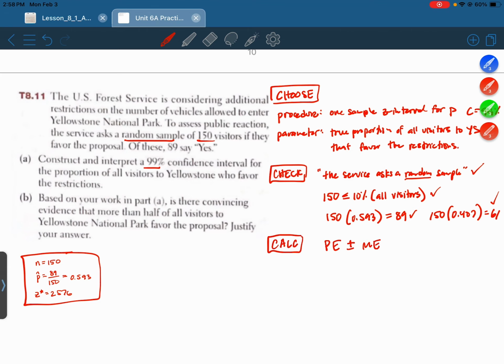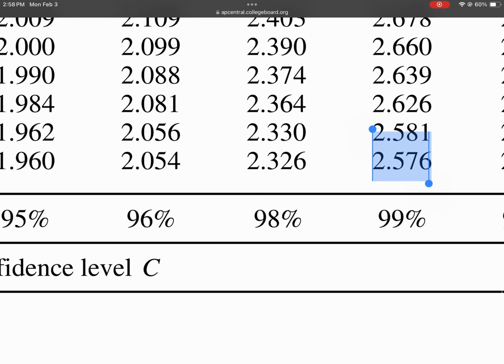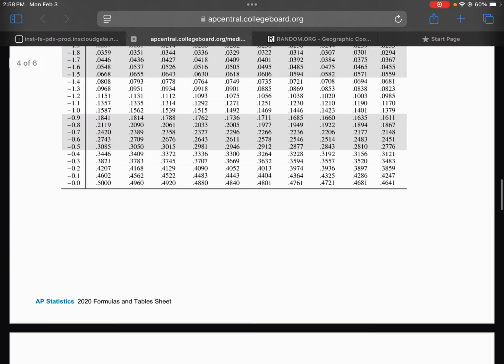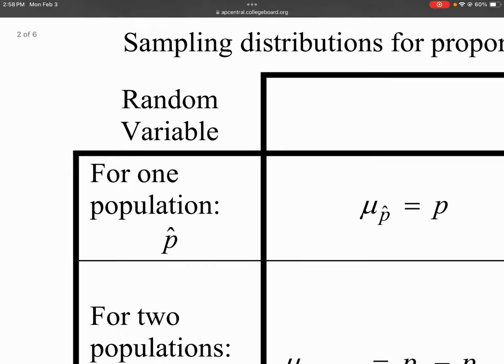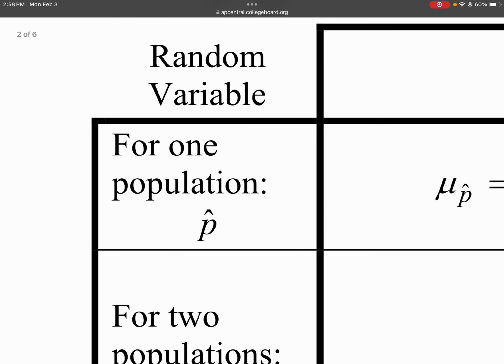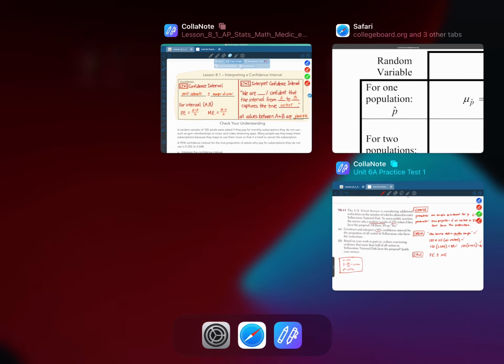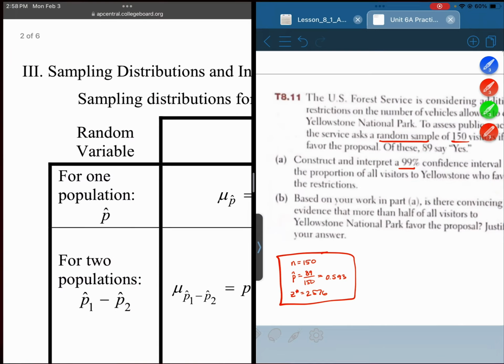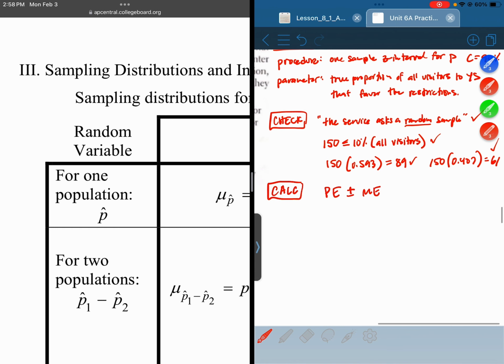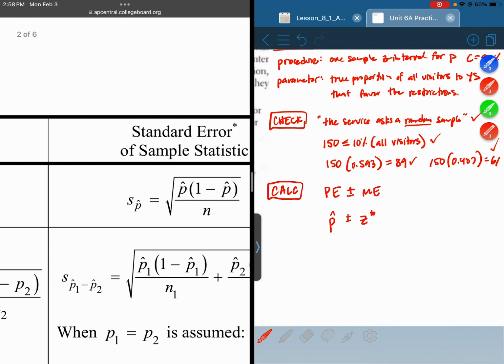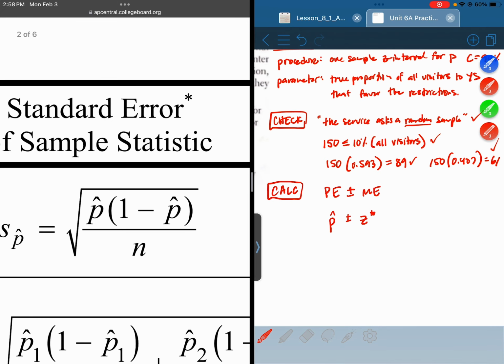Now the specific formula. I have it memorized. It doesn't need to be memorized. There's your point estimate, p hat. Why don't we do this? Split screen. So there's our point estimate. The margin of error is the product of a critical value and a standard error. The critical value is just the z-score, and the standard error is that expression right there, square root of p hat times 1 minus p hat over n.